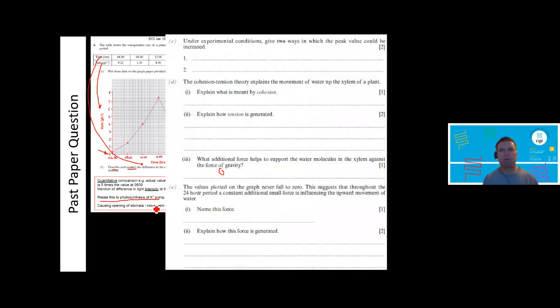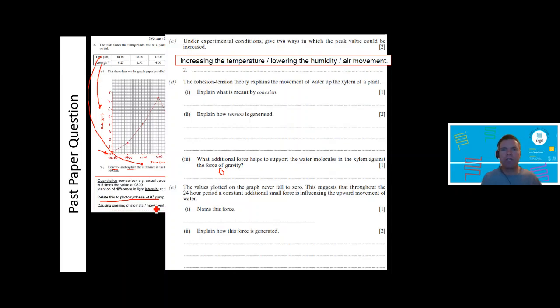Right, this is more relevant to what we're talking about under experimental conditions. So again, this is an opportunity for you to pause and you can look at the answers when you've had a go at these. So under experimental conditions, give 2 ways in which the peak value could be increased. We can increase the temperature, we could lower the humidity, or we could alter the air movement. So we could increase the air movement, couldn't we?